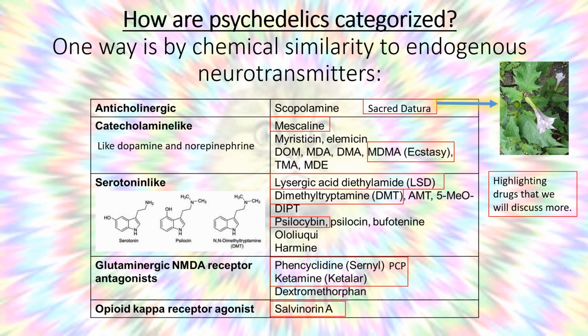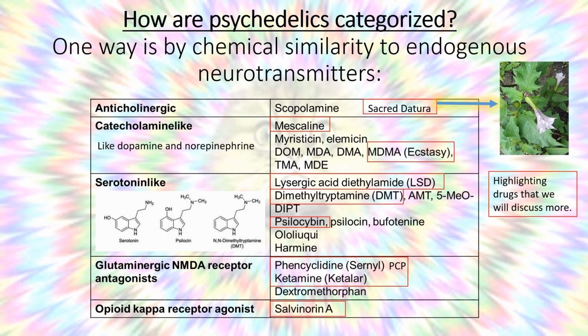All right, moving on from the anticholinergic, we go to the catecholamine-like, and those are drugs that act on the dopamine and norepinephrine systems and have chemical structures that look a lot like dopamine and norepinephrine. And in that group, you have mescaline, which is peyote, and MDMA, which is ecstasy. Then there are many other ones, as you can see here. I highlighted in the red box the ones that I'll talk about in class, and so those are the ones you should pay more attention to when studying for the exam.